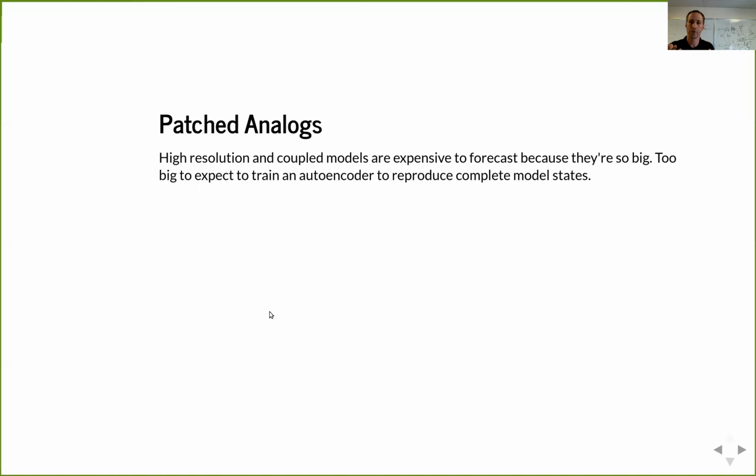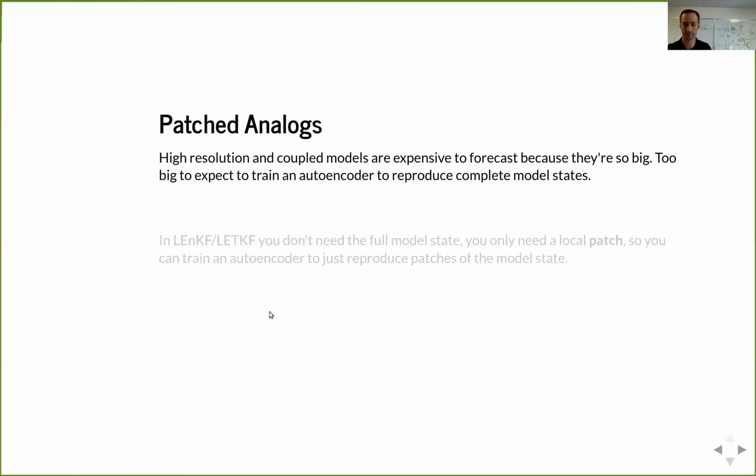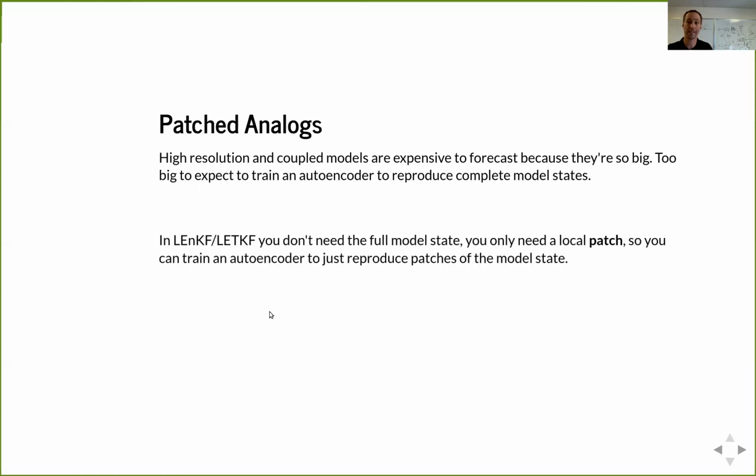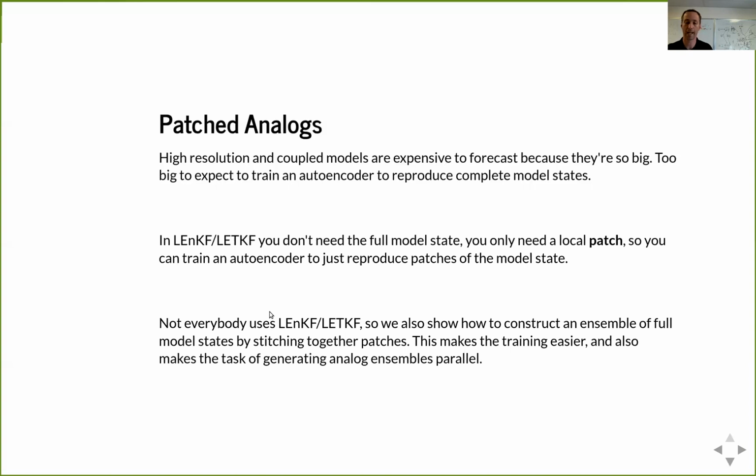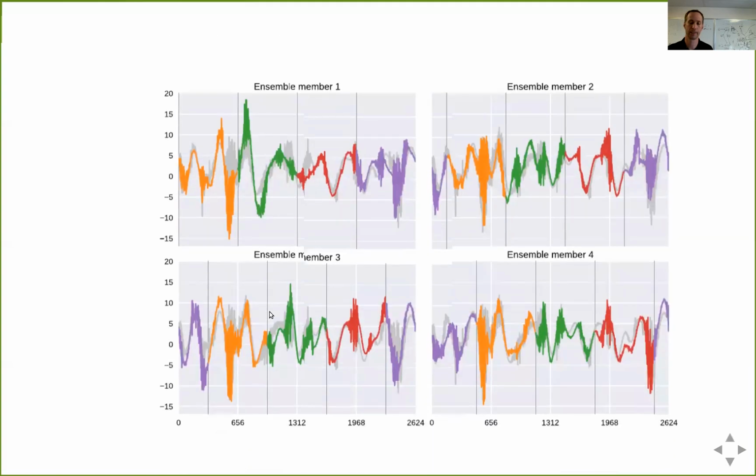So what we're going to propose is to cut the domain up into patches and train your autoencoder to only reproduce local patches. Now, if you're using an LETKF, for example, that's perfect, because in an LETKF, you only deal with one patch at a time. Not everybody uses LETKF, though, so we're going to next present a way to construct an ensemble of global model states using patches. This basically makes the training easier and brings the cost down and makes it practical.